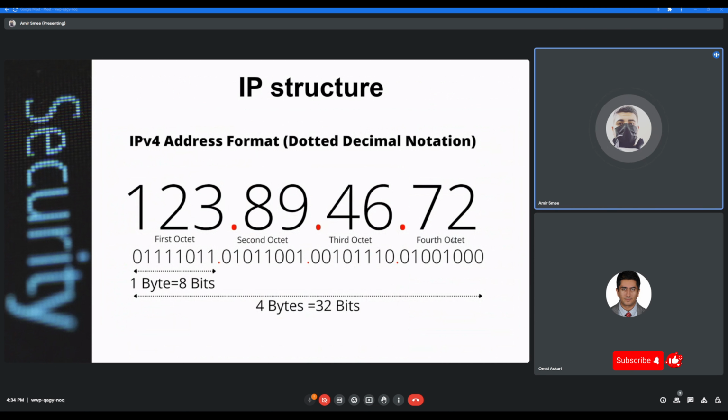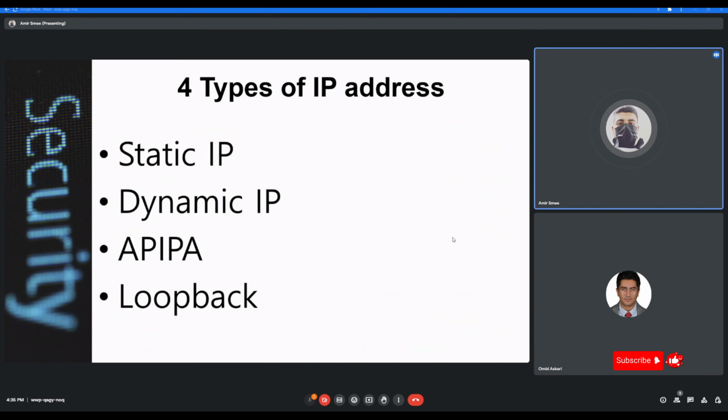Note that dots separate the octets, so the IP address is divided into four parts, or four octets, with a dot between them. Their minimum value is 0 and their maximum value is 255. For example, 122.89.46.72.